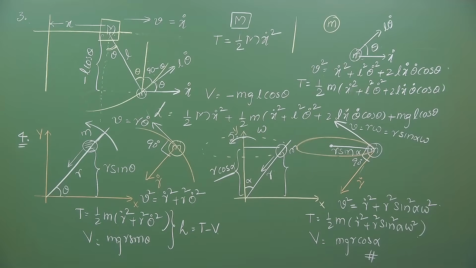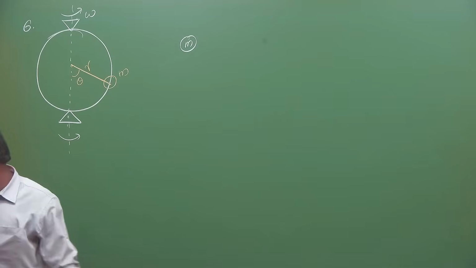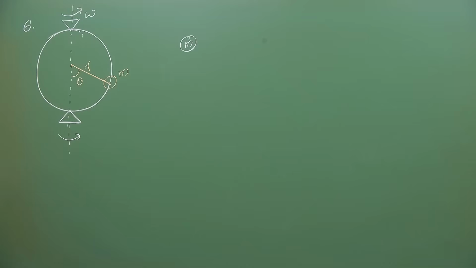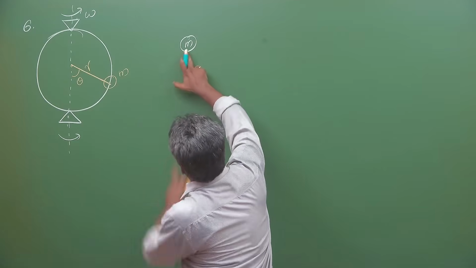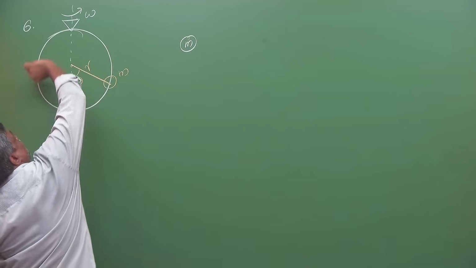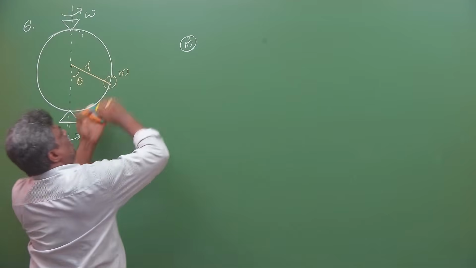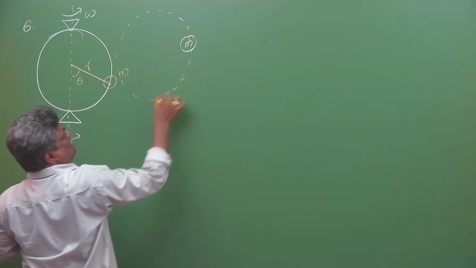Once you understand how it is moving, this job is over. Please take the mass separately. Then represent how it is moving. M is moving like this. Please draw dotted lines. Nothing will happen. You know how it is moving.